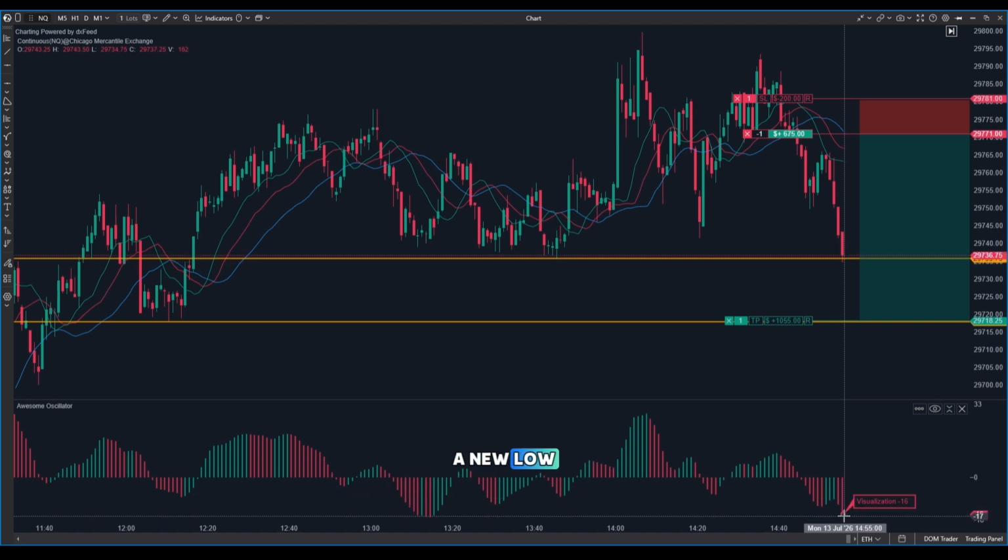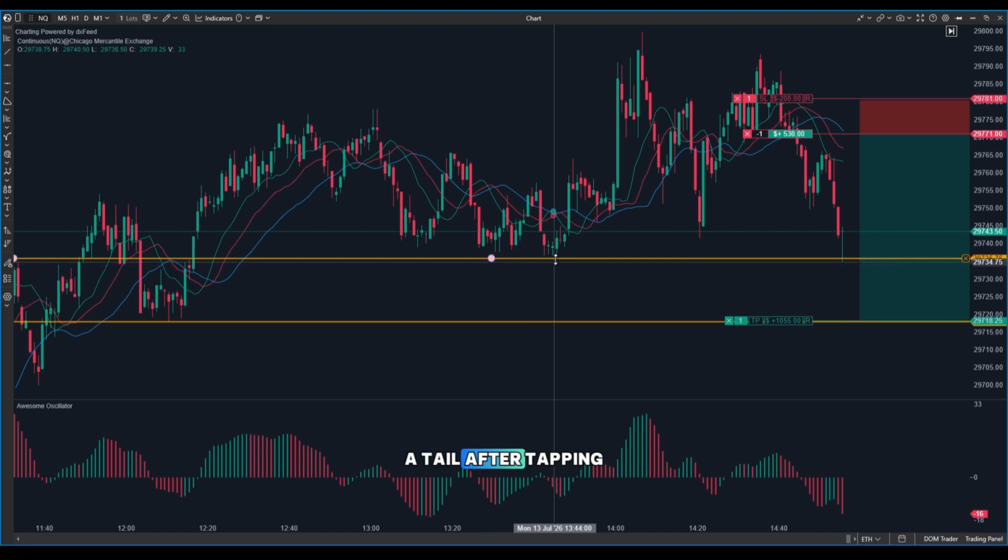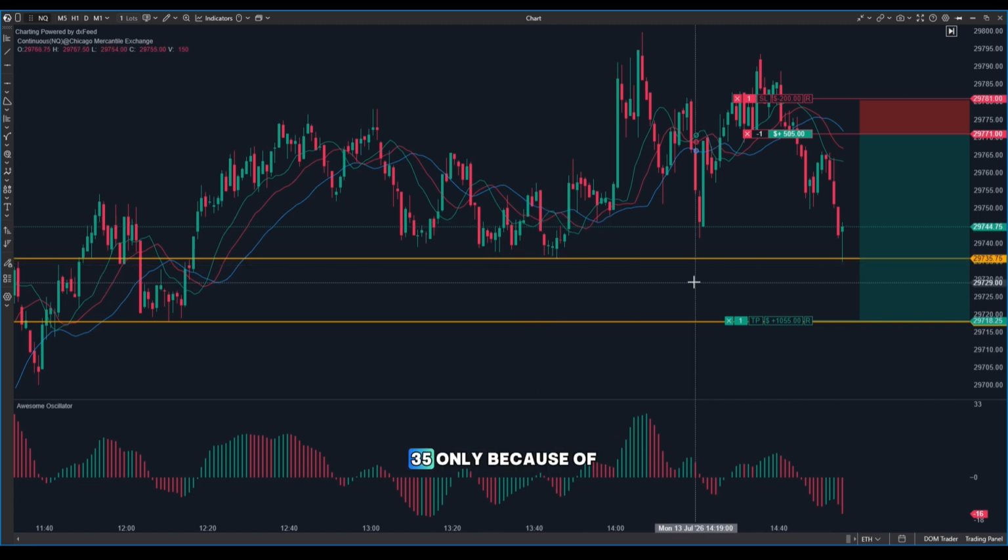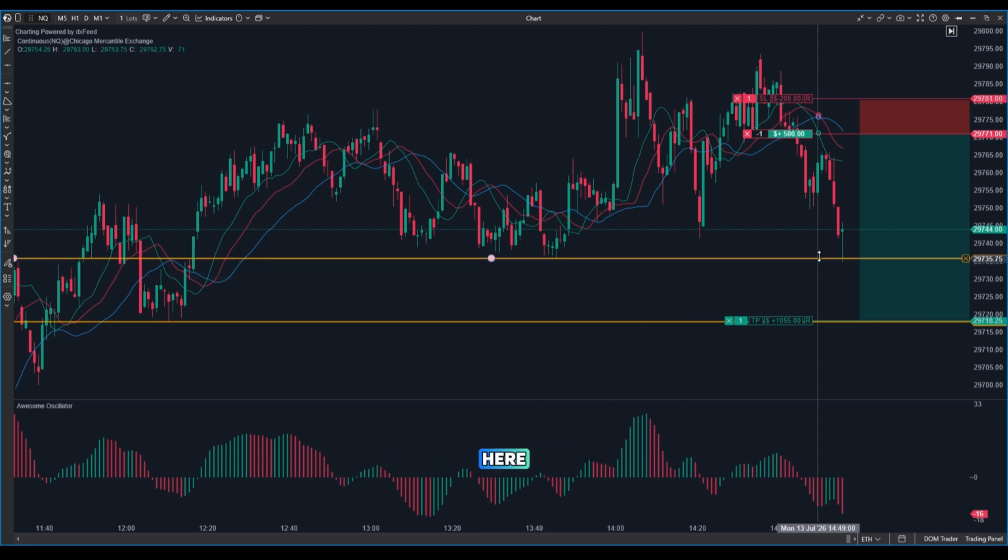Looking at the AO, no divergence. AO made a new low. So does the price. The current trend is healthy. It is natural for the price to have a tail after tapping below 29,735, only because, of course, there are stops here. And once those stops are triggered, it is natural for AO to have a little bounce.